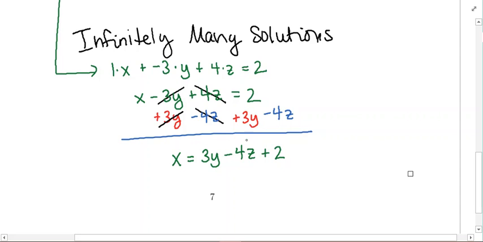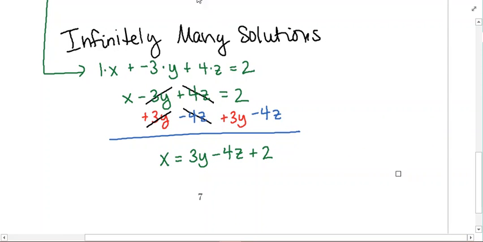Whatever y is and whatever z is, x is going to be determined by 3 times the y value minus 4 times the z value plus 2, okay? So you're in charge of both y and z, okay? So both y and z are going to be parameters, okay?